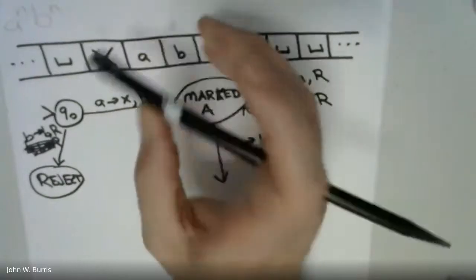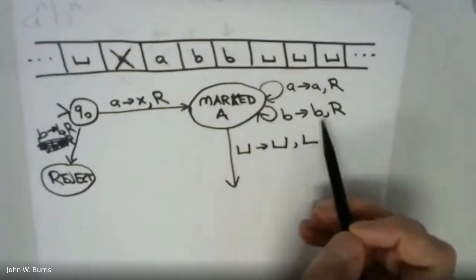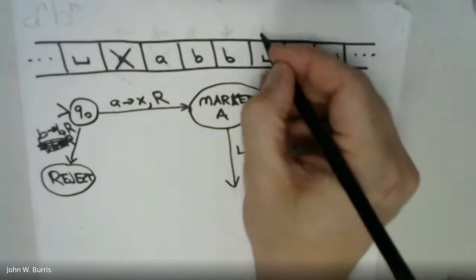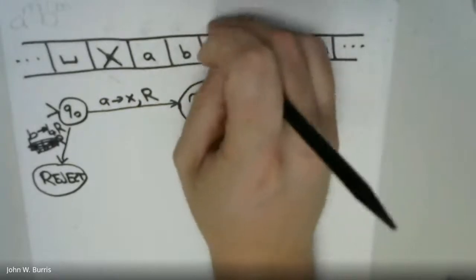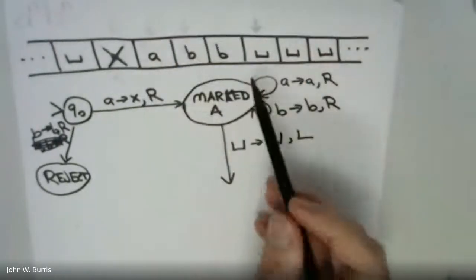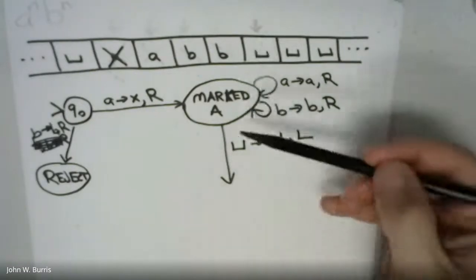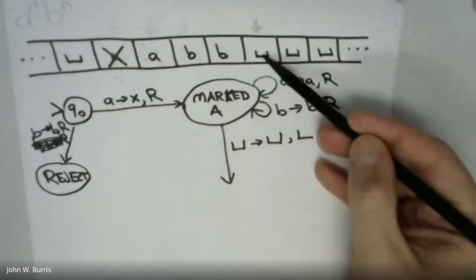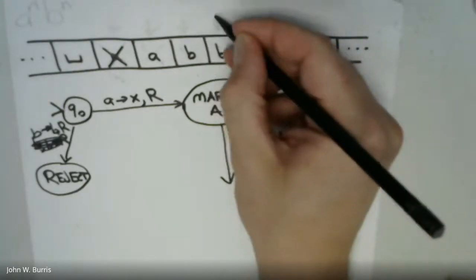All right. So we read in a B, we write a B, and move to the right because that's the next thing that we want to do. And then we see a blank, all right? When we see the blank, we take this transition. We read the blank, write the blank, and move to the left.